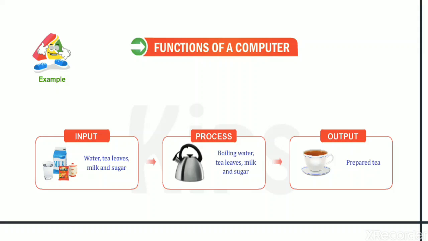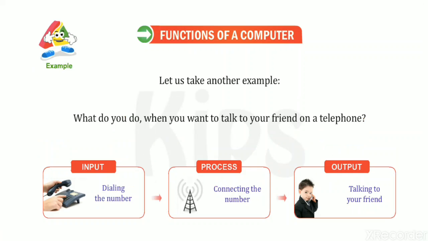For processing, the preparation of tea, she puts all these things in the boiling water. The third step is output. So what will be the output? That is prepared tea.